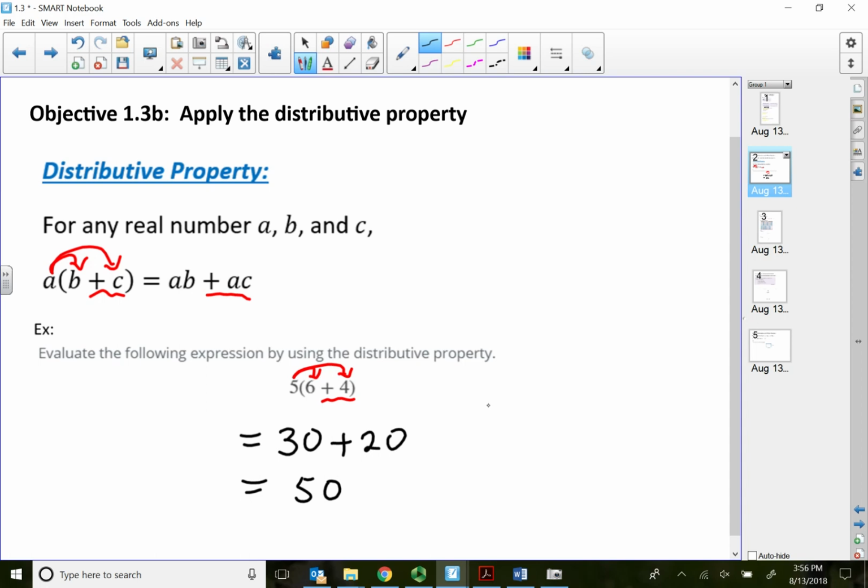Now, some students say, well, Mr. Chen, can I just say 6 plus 4 first, do what's inside the parenthesis first? Sure, you can. So that will be 5 times 10, which will still give you 50. But I want to use this opportunity to go ahead and introduce something called the distributive property. We do this quite a lot in Module 8.